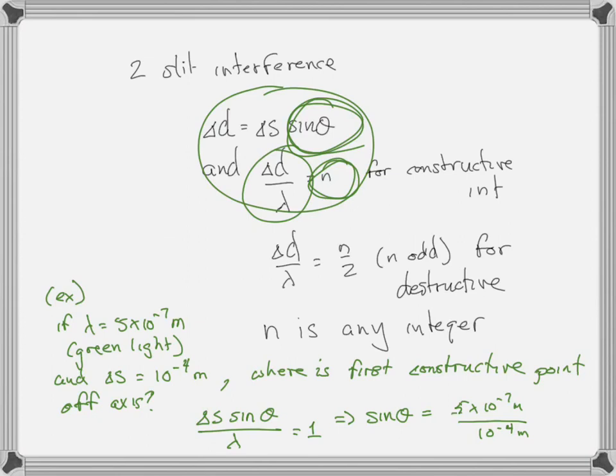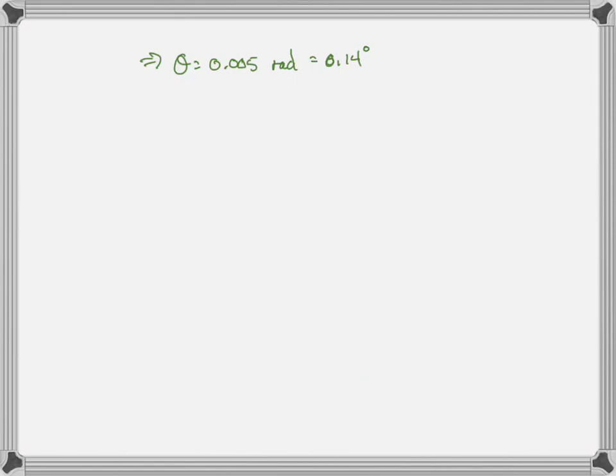And so from that, we can just plug in, solve for sine theta. And what we get is that sine theta is 0.005. So plug that into your calculator, and you get theta is 0.005 radians. Radians, right? We can change that into degrees. Okay, that's 0.14 degrees. You say that's not a big angle, but think about how far away the screen is from the 2 slits.